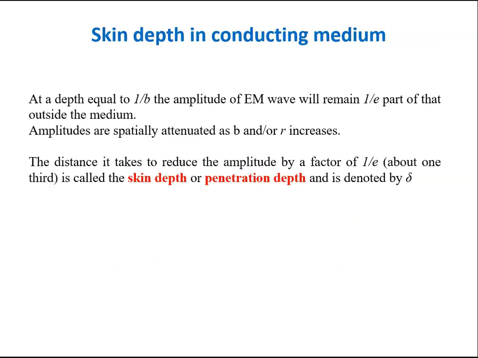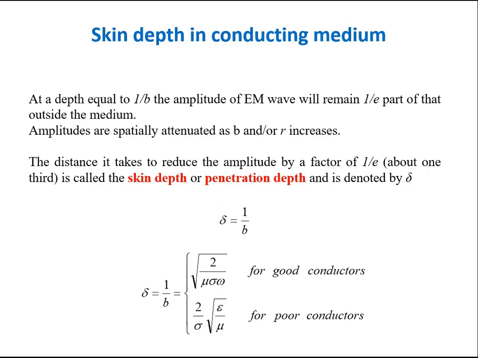This distance is known as the skin depth in the conductor, because at a depth equal to 1 by b, the amplitude of the EM wave will remain 1 by e part of that outside the medium. So amplitudes are attenuated as b or r increases. The distance it takes to reduce the amplitude by this factor 1 by e, about 1/3, is known as the skin depth or the penetration depth, and is denoted by delta. So delta is 1 by b. For a good conductor, delta is under root of 2 by mu sigma omega, and for a poor conductor, delta is 2 by sigma under root of epsilon by mu.